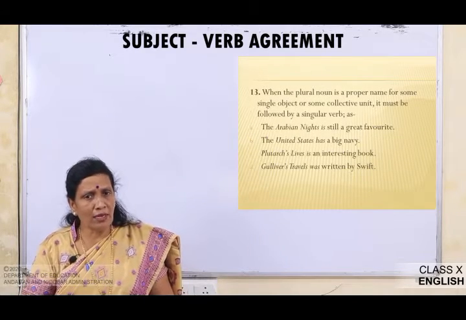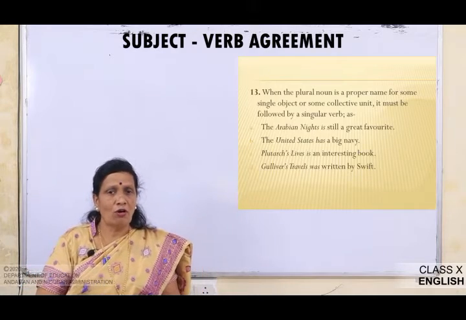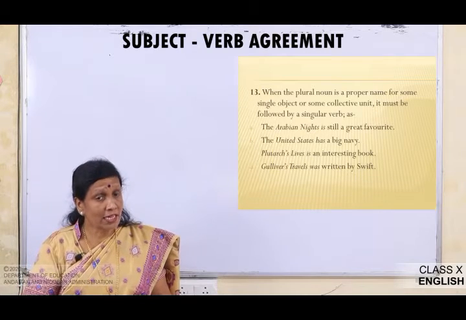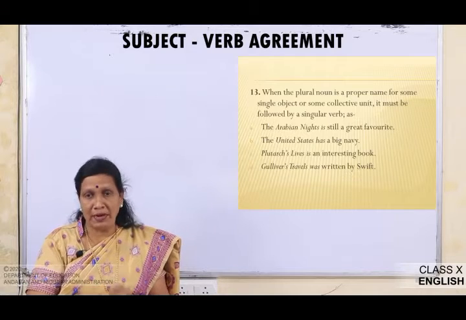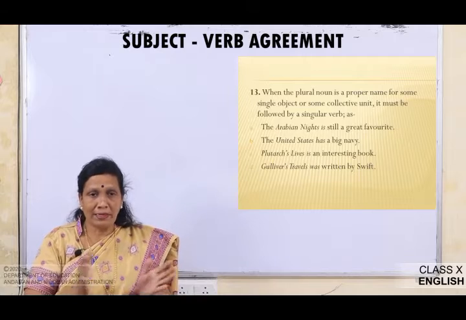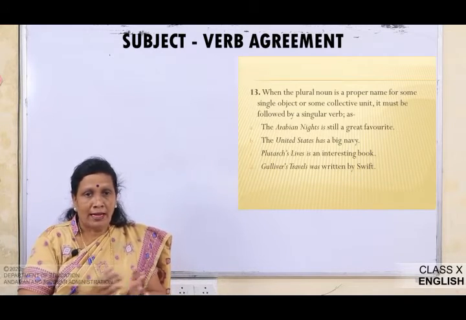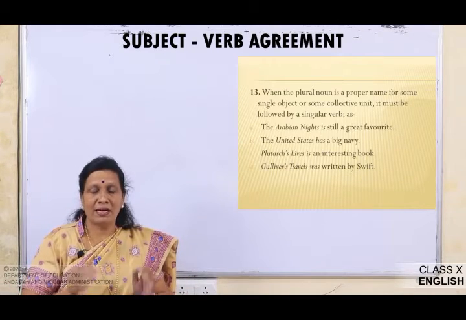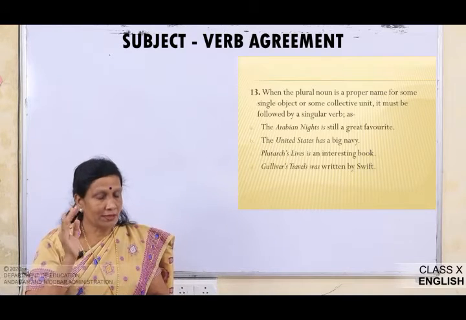Now, when the plural noun is a proper name for some single object or some collective unit, it must be followed by a singular verb. Now, when the plural noun is a proper name, okay, when we talk about, for example, the names of books, and some single object or some collective unit is being talked about, then we use the singular verb.